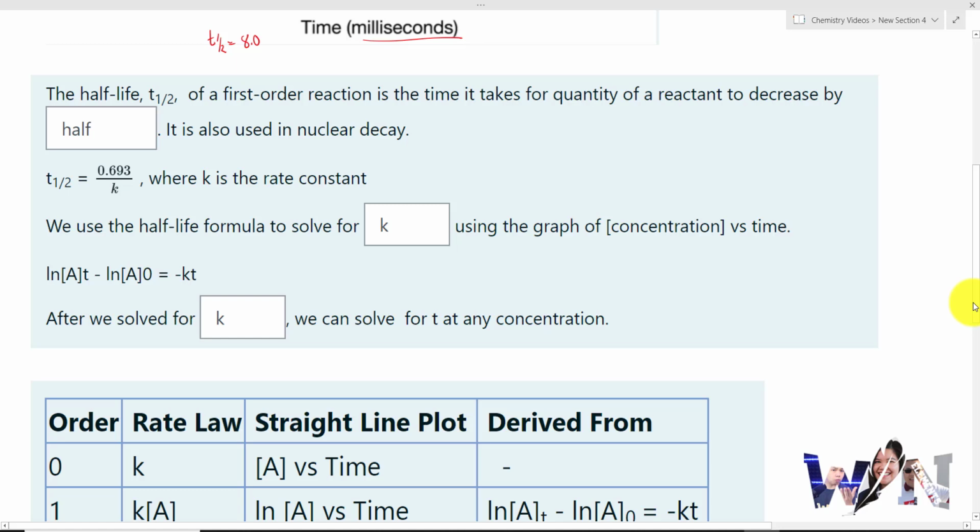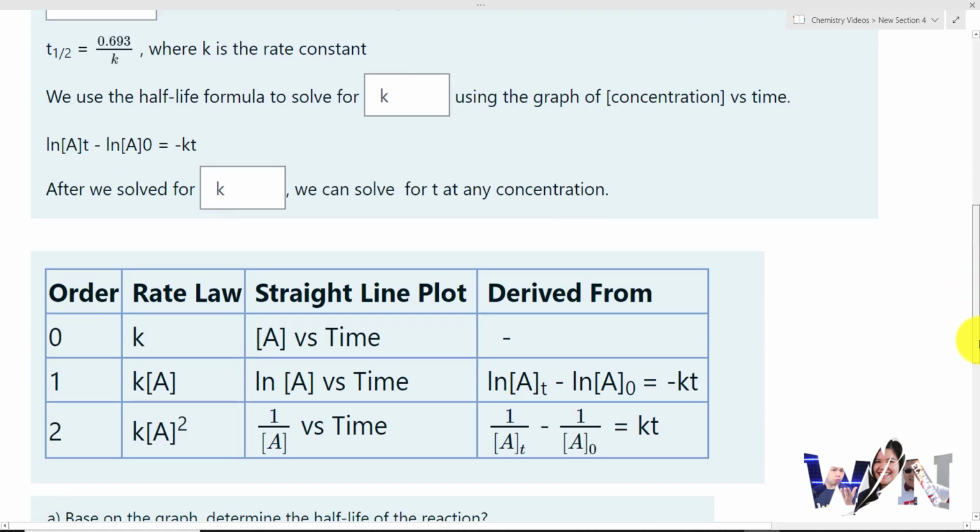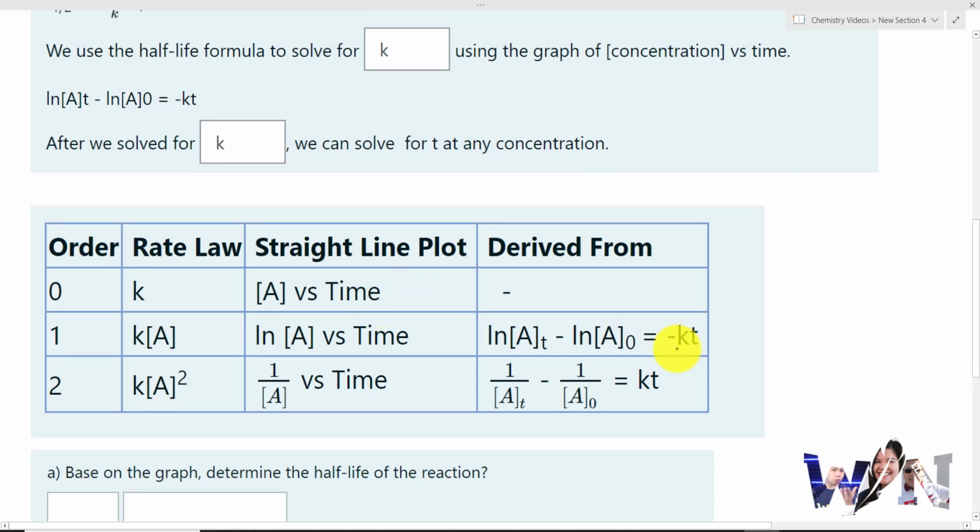When we work with half-life, we are working with a first order reaction. We also learned in another lesson about the K constant and how to get it from a graph. So let's look at this table before we solve a particular problem. For the first order, when we have the straight line plot, which is y equals mx plus b, this is your slope. This is equal to m, which is your slope.